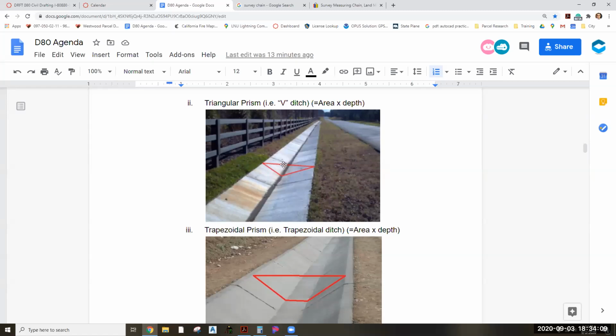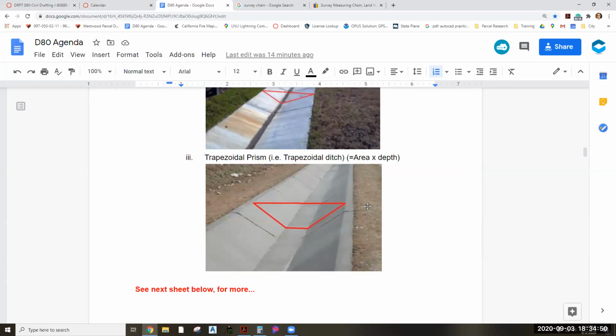So the same type of calculation: you calculate the cross-section shape, which is a triangle, and I'll show you how to calculate a triangle in just a little bit, and you multiply it by the length of the ditch. This ditch, which has a triangular section, kind of looks like a V if you ignore the top line. We typically call this in survey and civil a V-ditch. So if you ever hear me say a V-ditch, that's what I'm talking about. It looks like a V on a cross section.